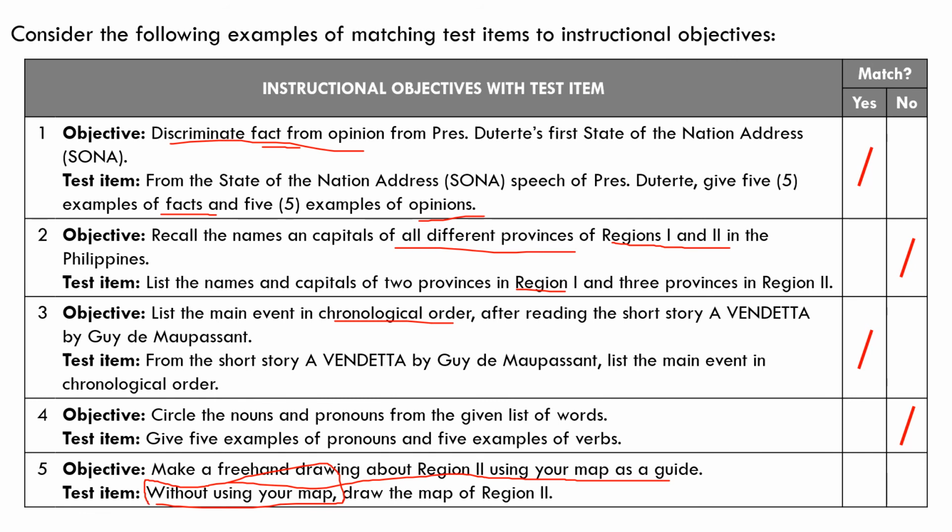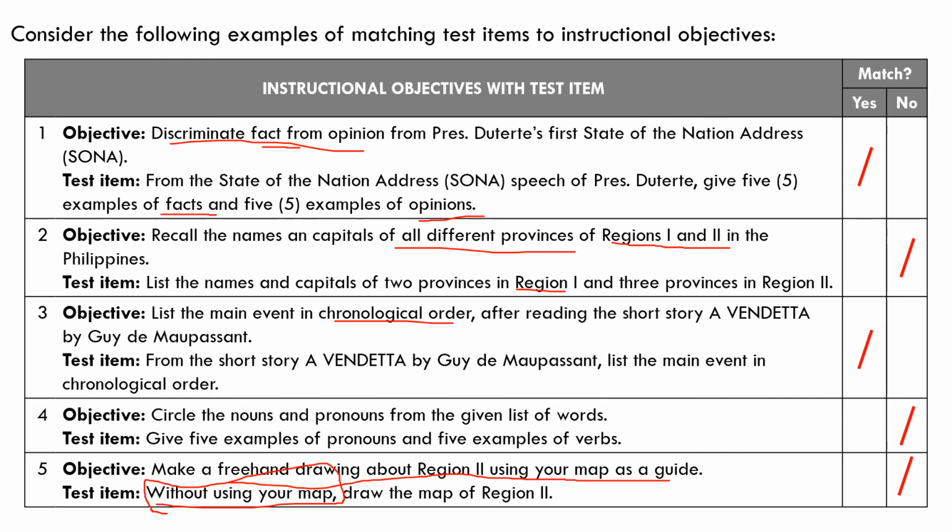That condition alone makes your objective and test item a no match. Our objective is for you to make a freehand drawing about Region 2 using your map as your guide, but when it comes to the test item, it says without using your map. Again, we have to understand the objective, and by that you can identify if the test item is appropriate or a match for that objective. I hope that is clear.